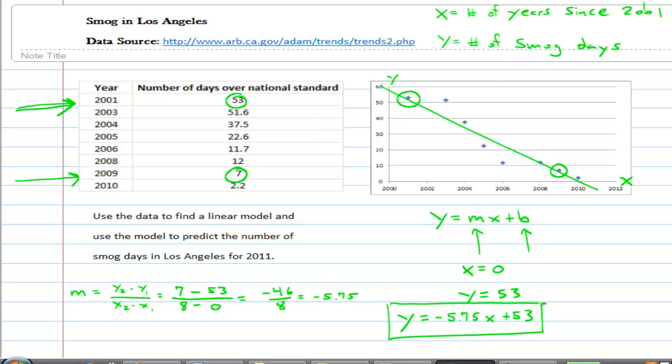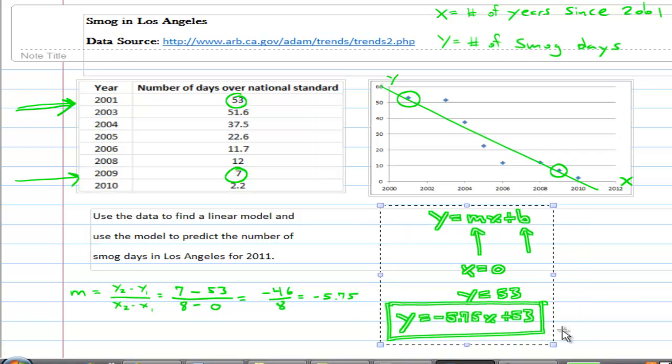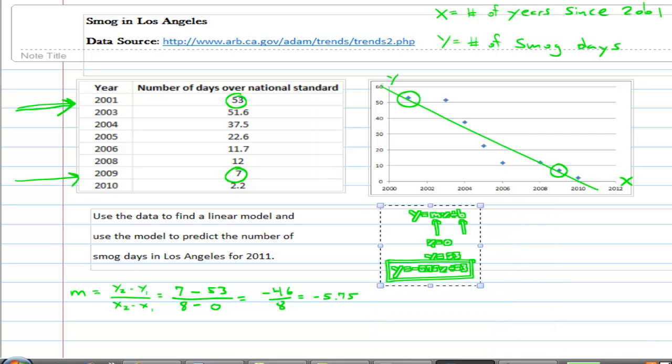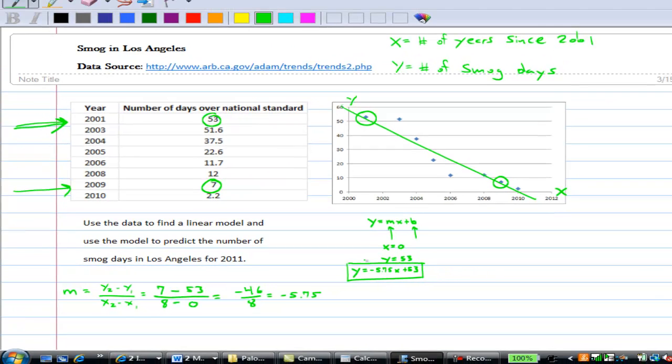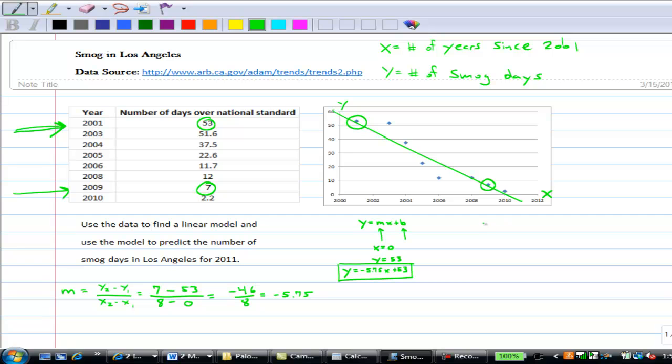Now we can use that equation to answer the second part of the question. The second part of the question says, use the model to predict the number of smog days in Los Angeles for 2011. Okay, so let's shrink this, and that'll clear off a little space for us to work. We'll move this down here like this. So we want to use our model to predict the number of smog days in 2011. And so x, which is the number of years since 2001, in 2011 will be 10. That's a difference of 10 years.